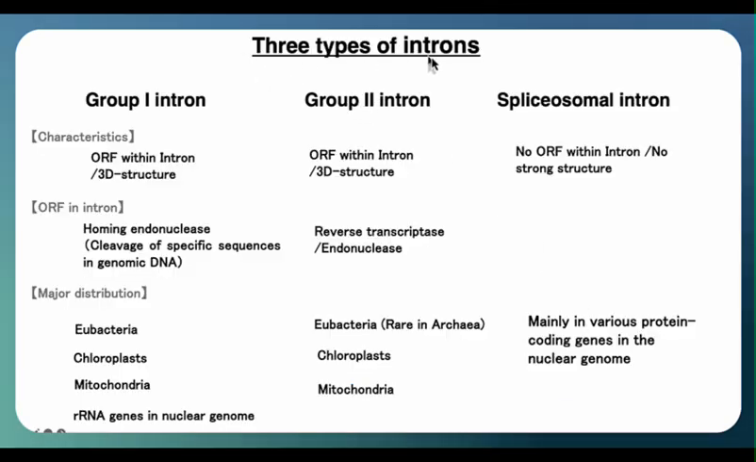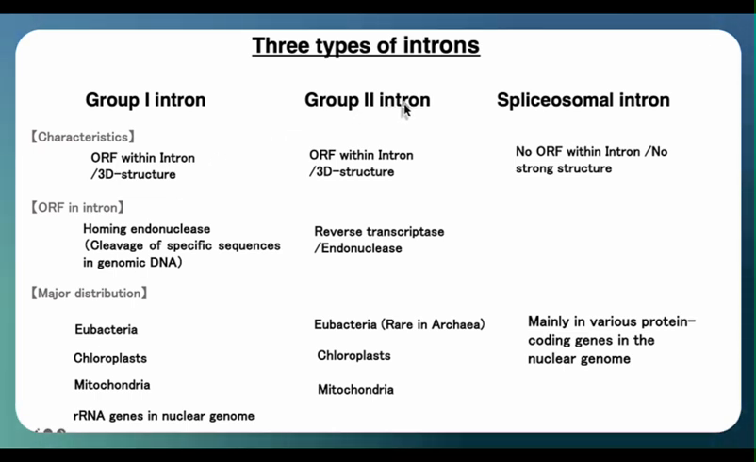Let's summarize the three types of introns once again. Group I introns are characterized by an open reading frame within the hairpin structure. This open reading frame encodes a homing enzyme or homing endonuclease, which is a DNase that cuts specific sequences in the genomic DNA. They are widely found in the genomes of eubacteria, chloroplasts, and mitochondria. In eukaryotic genomes, they are exceptionally found within ribosomal RNA genes.